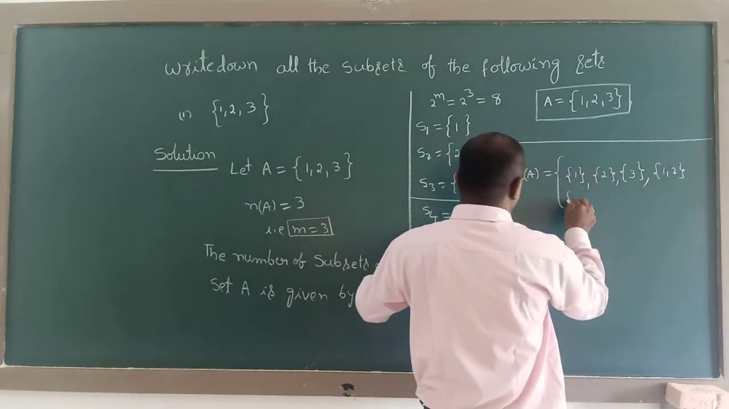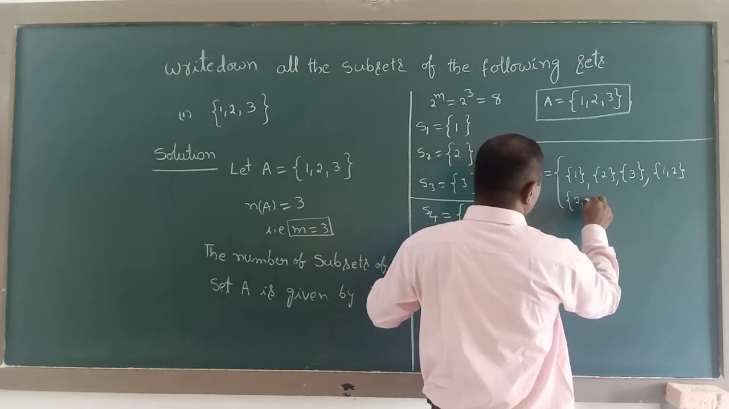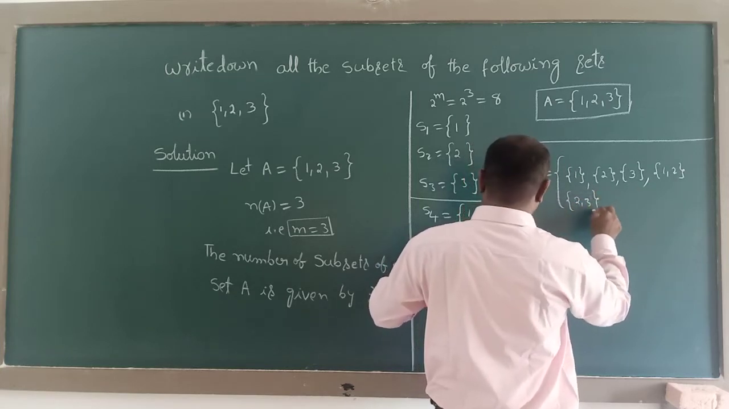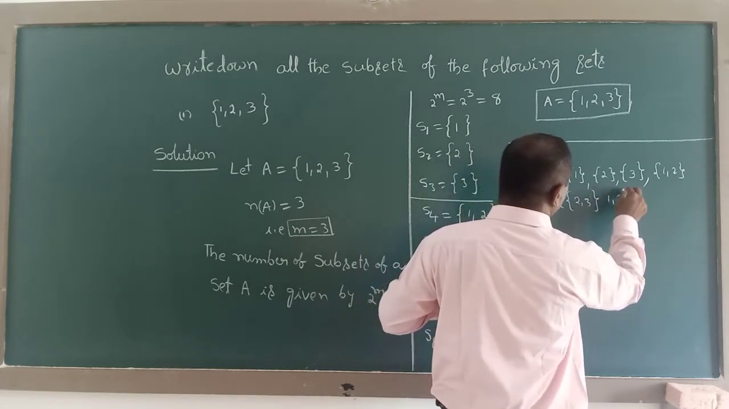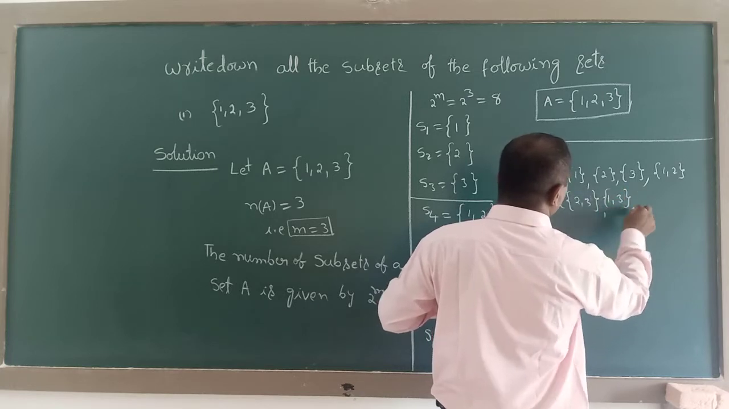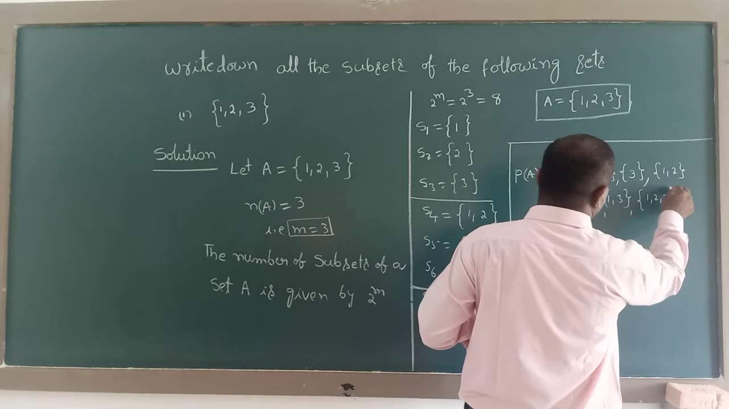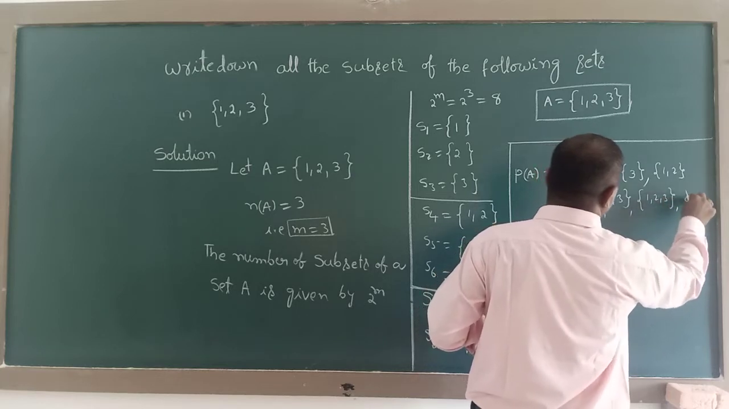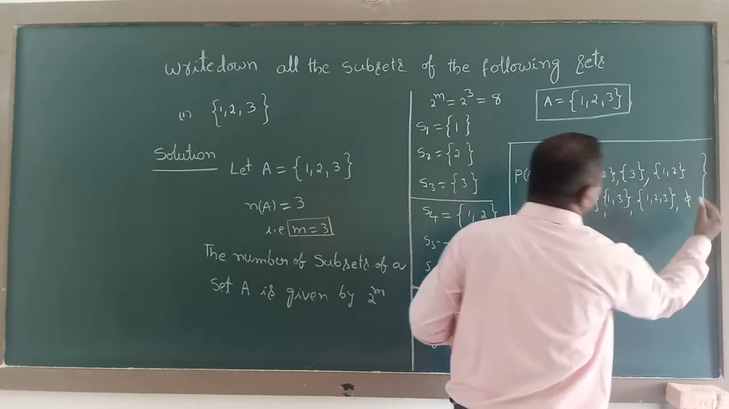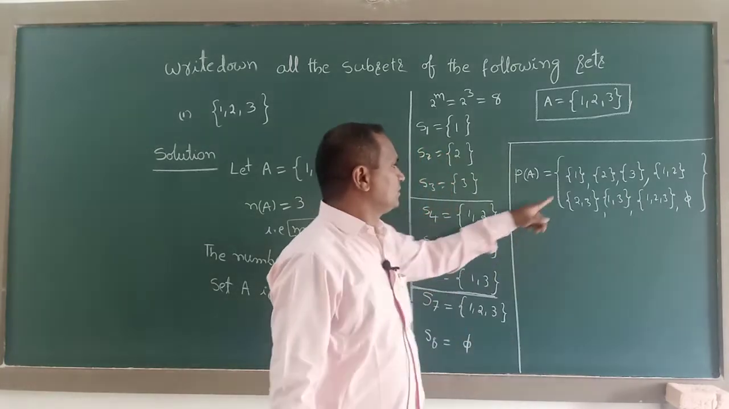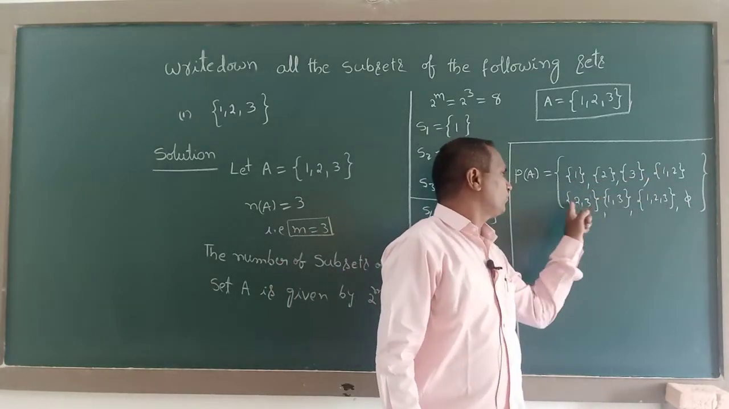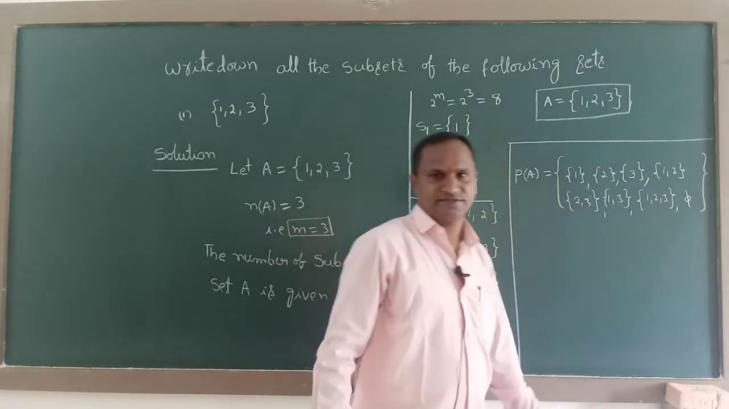The next one is {2, 3}. The next one is {1, 3} here. The next one is the elements {1, 2, 3}. The last one is the null set here. That's 8 subsets: 1, 2, 3, 4, 5, 6, 7, 8.